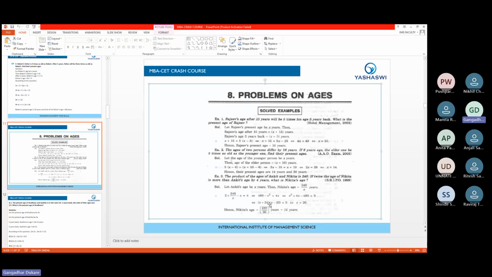In that case, you need to solve it in two brackets, that is x plus 24 and x minus 20. So the value which came is x equal to 20. Then Nikita's age is 240 divided by 20 years, that is equal to 12 years.